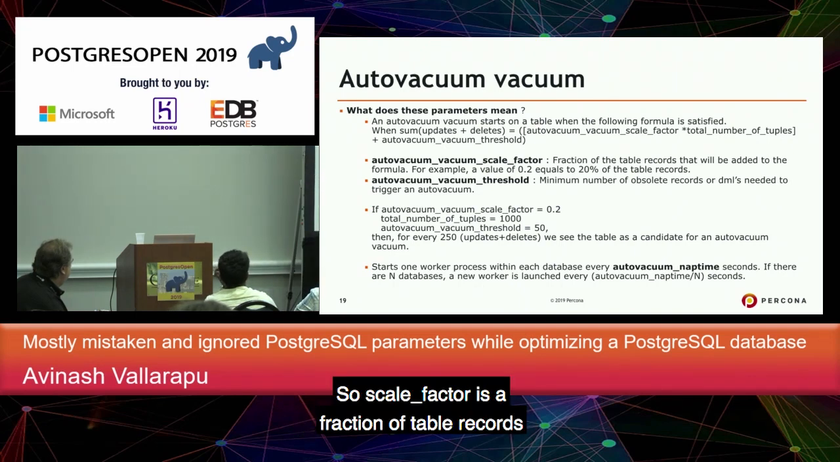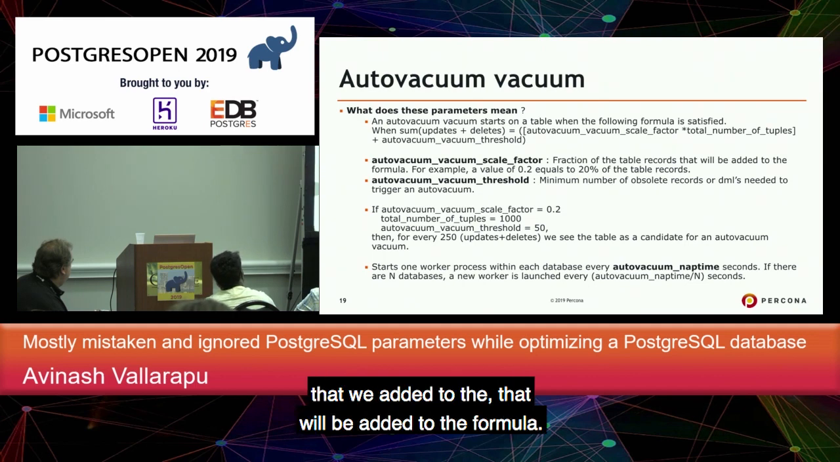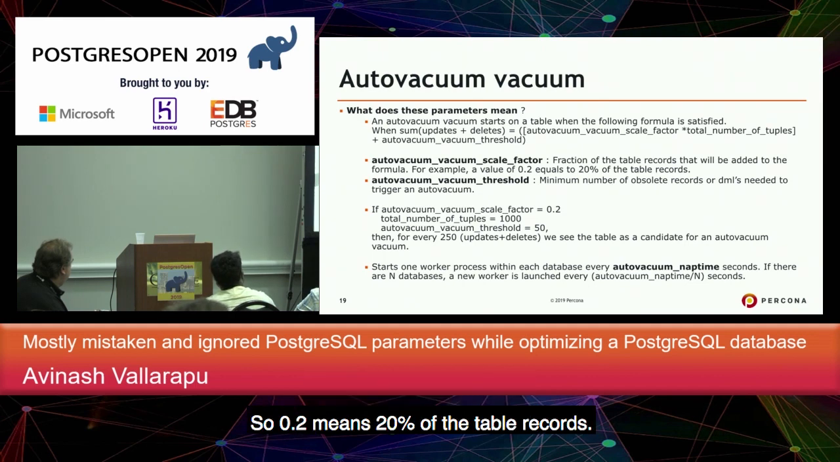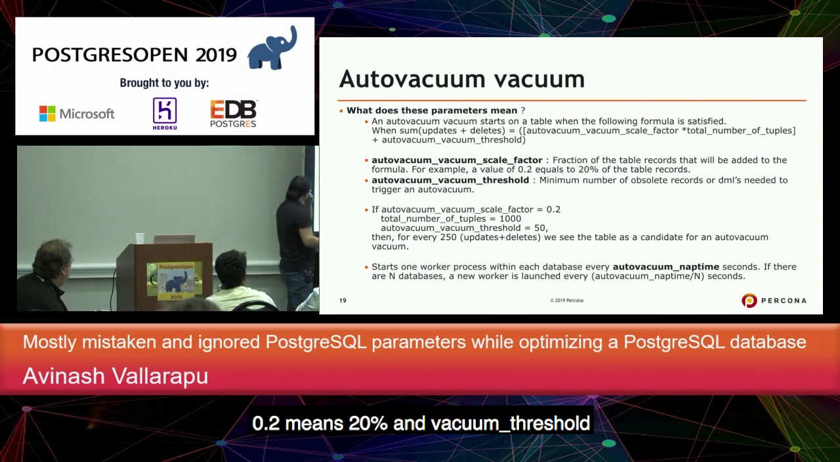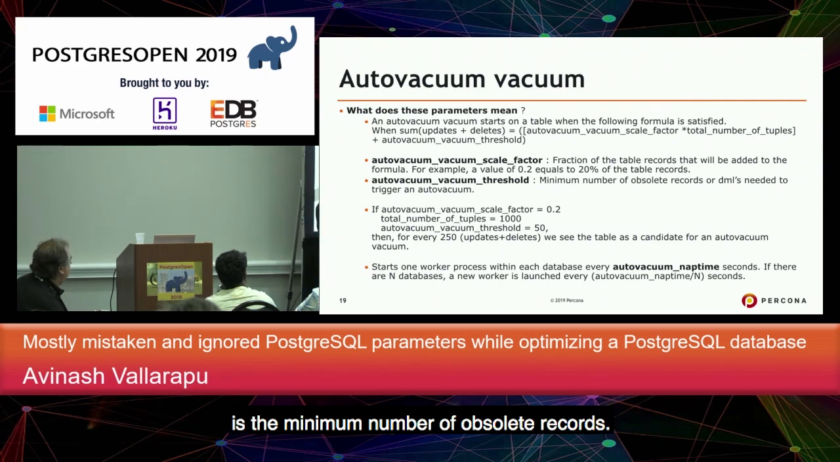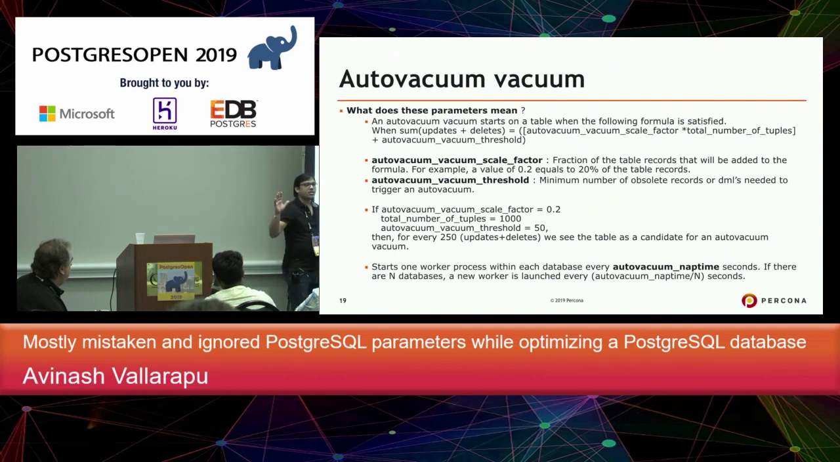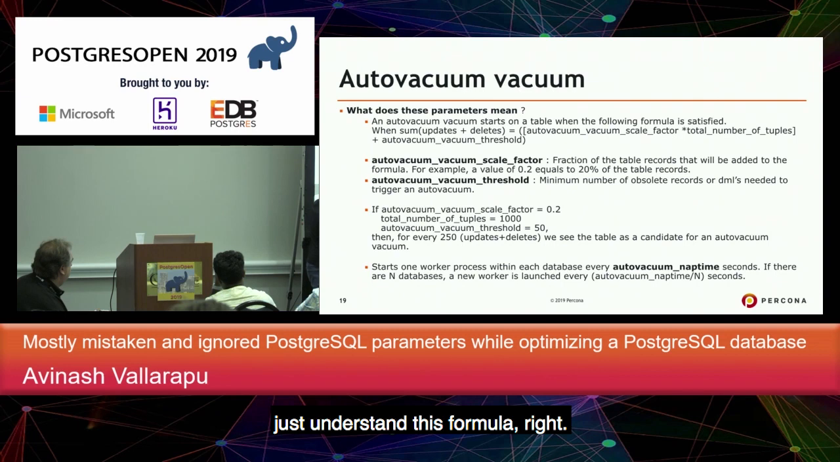So scale factor is the fraction of table records that will be added to the formula. So 0.2 means 20% of the table records. And vacuum threshold is the minimum number of obsolete records. The default of vacuum threshold is 50, and the default of scale factor is 0.2. Now, to understand all of this, just understand this formula, right?